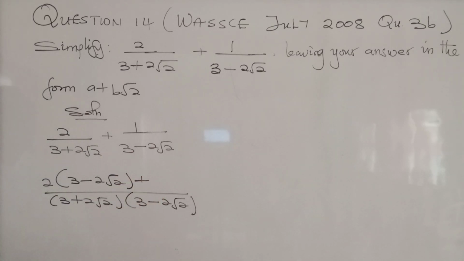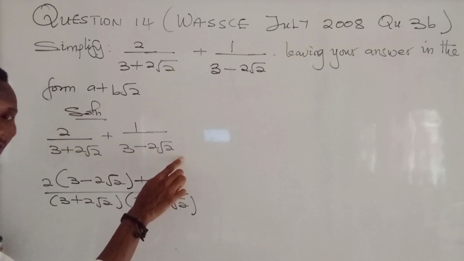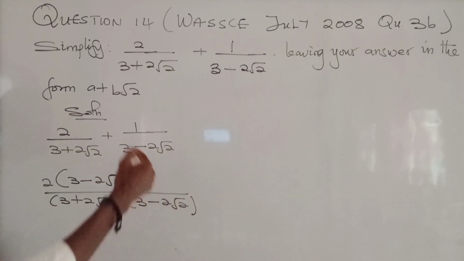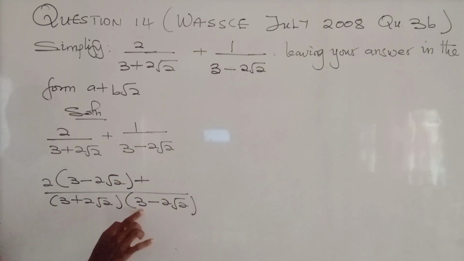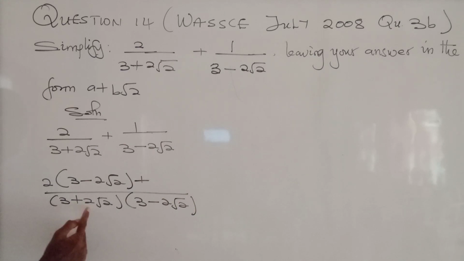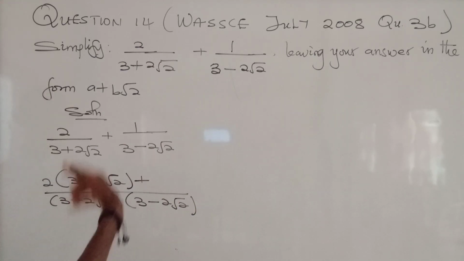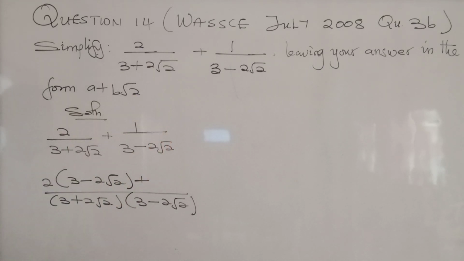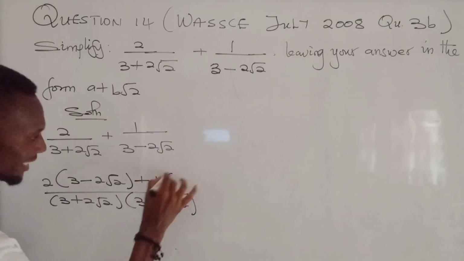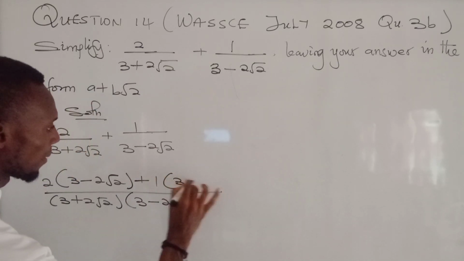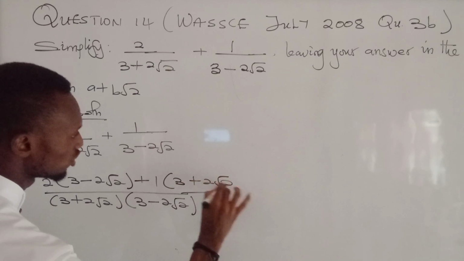Then when we take this 3 minus 2 root 2 as well, it will also divide the LCM. When you divide the LCM, it will cancel the 3 minus 2 root 2 away, and it will be left with 3 plus 2 root 2, and that 3 plus 2 root 2 will multiply the numerator, what you have at the numerator, which is the 1. So we are going to have 1 into brackets. We are going to have our 3 plus 2 root 2.